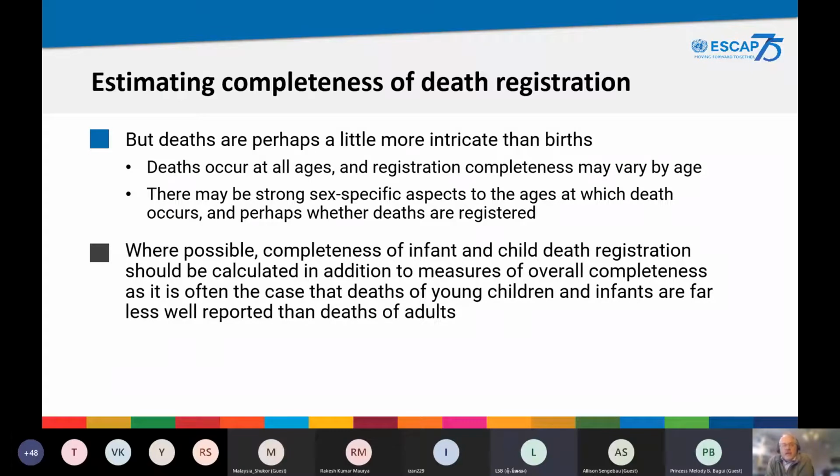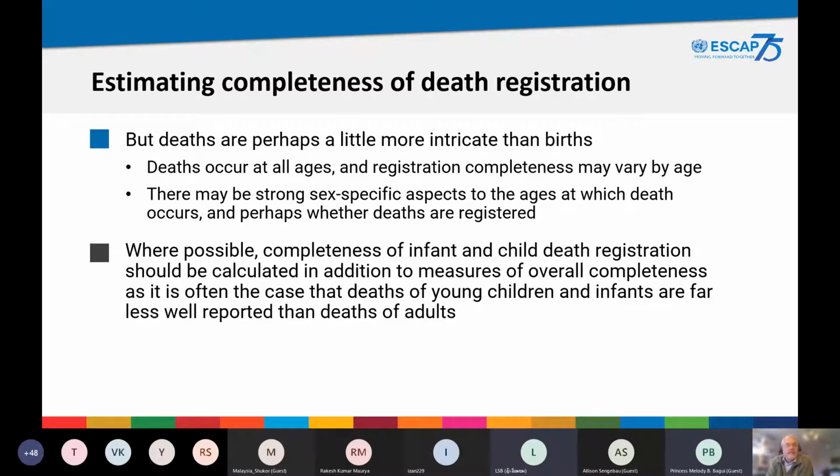But at the same time, the deaths in a population are perhaps a little more intricate than the births and stillbirths registration data in a particular population. This is for several reasons. The first is that deaths occur at all ages. That's trite and it's not an obvious statement, but let's think about it here, as we might neglect to take that into account. And we know that registration completeness may vary by age, so there might be particular ages at which the completeness of registration is very different from that at other ages.